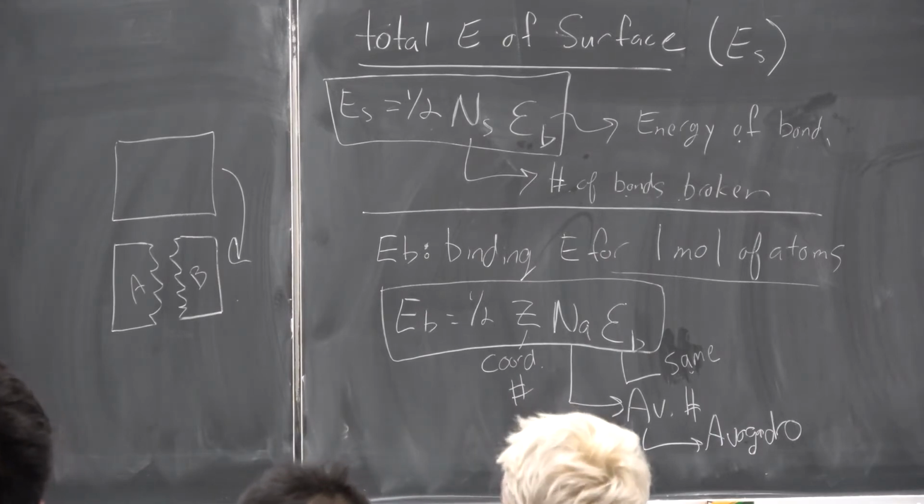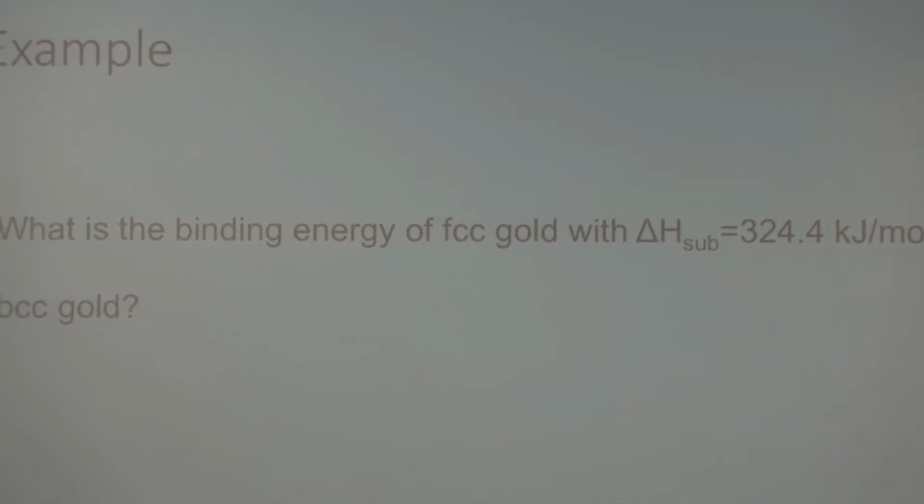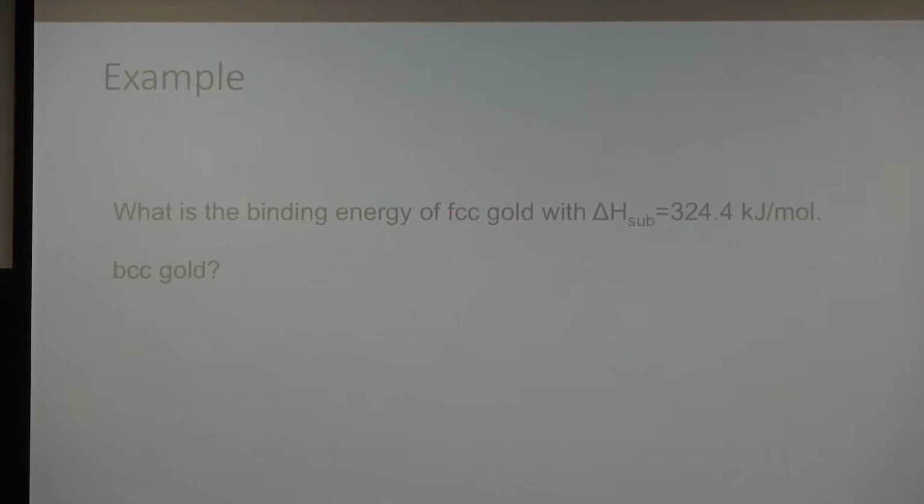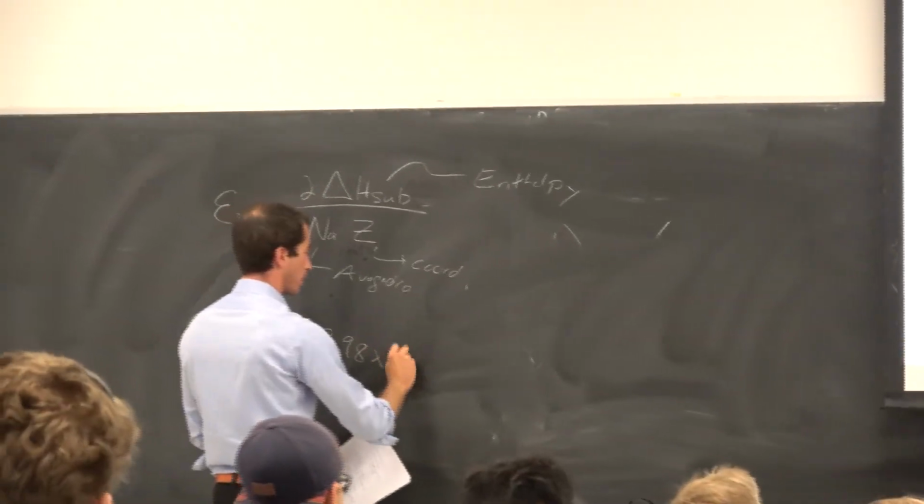Okay, so then we could calculate, for example, the binding energy of gold. When I do the math, well again, it's important, so it's saying for FCC gold, face-centered cubic gold, I get 8.98 times 10 to the negative 23rd.